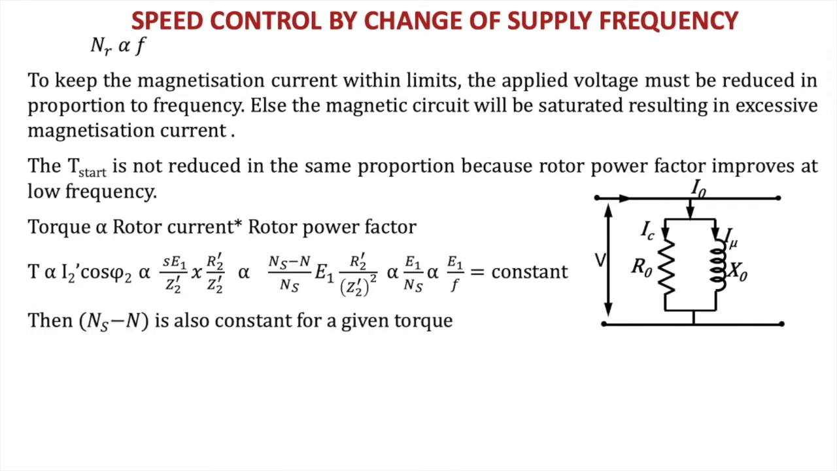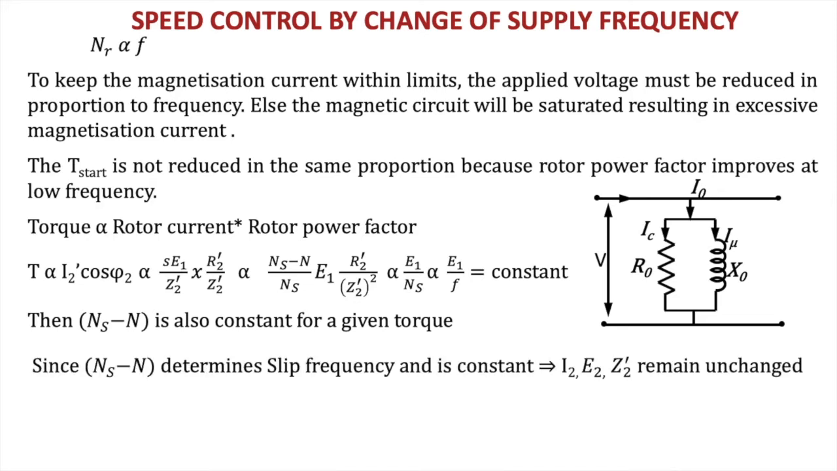Therefore, ns minus n also becomes a constant for a given torque, and since ns minus n is constant, which is determining the slip frequency, that also becomes constant, and therefore the rotor current, the rotor EMF and its impedance remain unchanged. The maximum torque developed remains constant, which is an advantage. You can get the maximum torque even at the starting, and you can keep that torque constant, and therefore the load torque having the high torque requirement can be satisfied with the help of this methodology, which is commonly known as the variable voltage, variable frequency methodology of speed control.